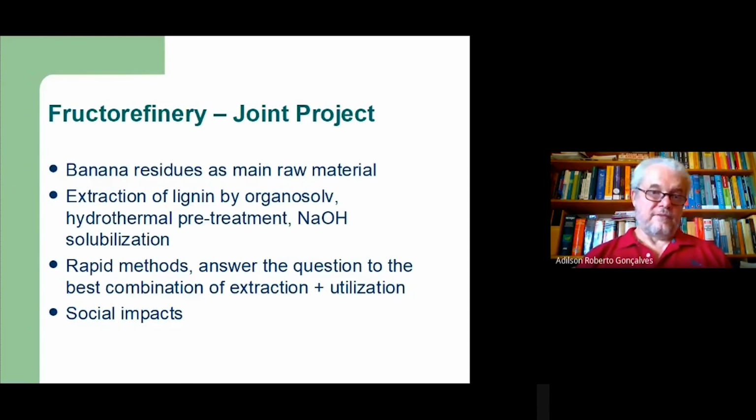So the first question is a rapid method to get this question answered. What is the best combination of extraction and utilization for this lignin, or these lignins, obtained from banana residues? And also the social impacts will be evaluated in future, not in this paper.